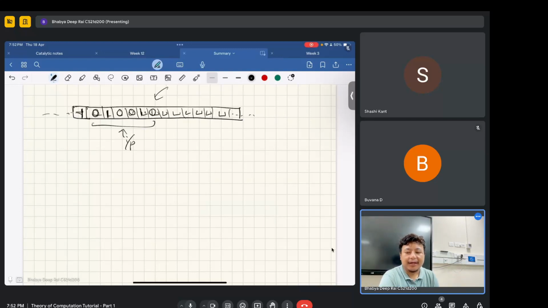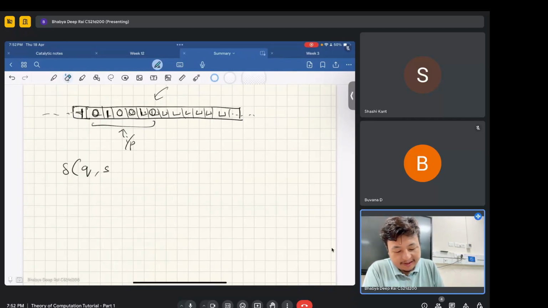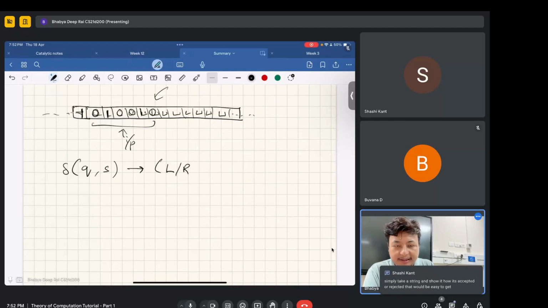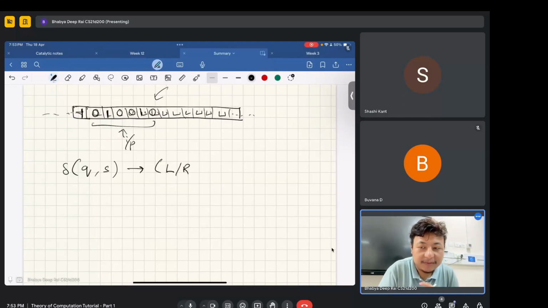Again, the amount of low-level detail is not actually required, but I'll explain that later on. Let me give you an example. What do the transitions in a particular Turing machine look like? We are in a state Q, and we are reading a symbol, let me call it S. If I am in a state Q and I read a symbol S, then I go to a state, then I move left or right.